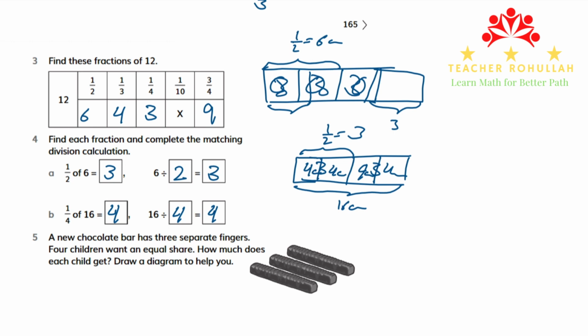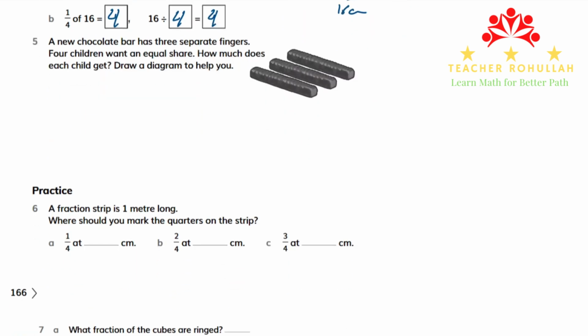Let me scroll down to move to question 5. In question 5, it says, a new chocolate bar has 3 separate fingers. The pictures are given here. 4 children want an equal share. How much does each child get? Draw a diagram to help you.